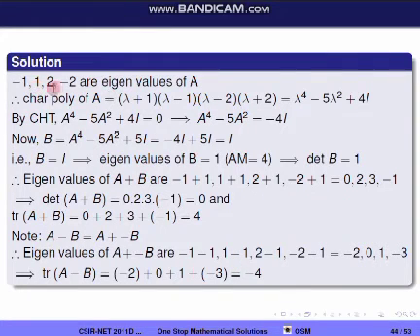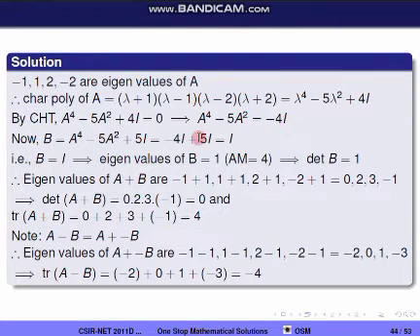-1, 1, 2, -2 are eigenvalues of A. So its characteristic polynomial is formed using the first concept. So this is equal to (lambda plus 1)(lambda minus 1)(lambda minus 2)(lambda plus 2). When we simplify this, we get lambda power 4 minus 5 lambda square plus 4I. By Cayley-Hamilton theorem, we get A power 4 minus 5A square plus 4I is equal to 0. So from this, we get A power 4 minus 5A square is equal to minus 4I.